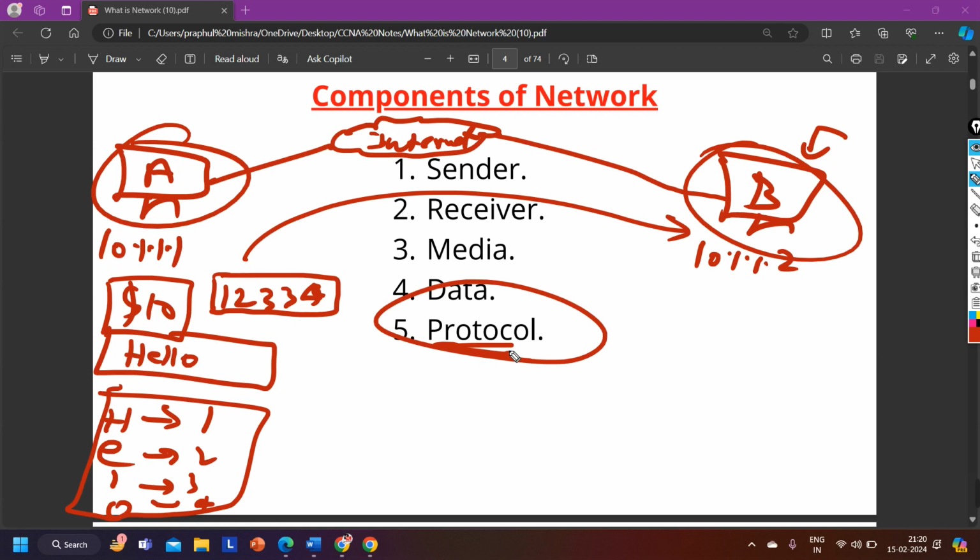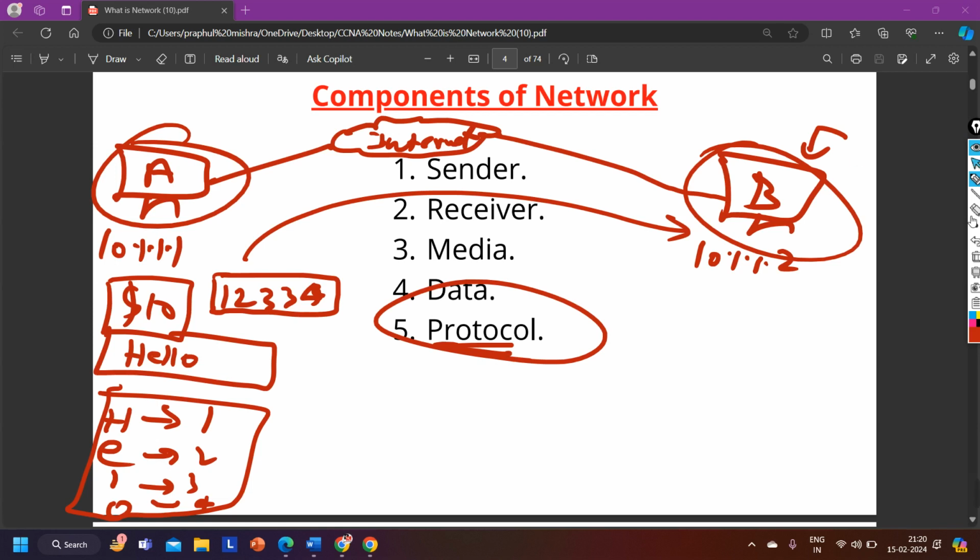Like if I am teaching you in English, this is a rule for you also, that you should be able to understand English. Otherwise, you cannot get me. So right now I am the sender, you are the receiver. We are both communicating in English because we both know English. Getting my point?